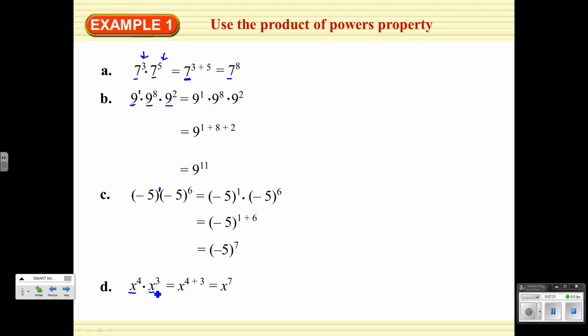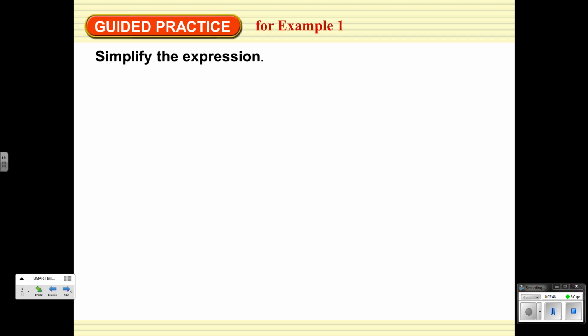Now the x's have exponents, for a total of 7 x's, as you can see right here. Because there's 4 x's here, there's 3 x's here, all being multiplied. That's the key. Everything you see here is multiplication. There's no addition. And we get x to the 7th. Okay? All right. Your turn. So stop the video, and you can do your guided practice. And then you can check your answers.